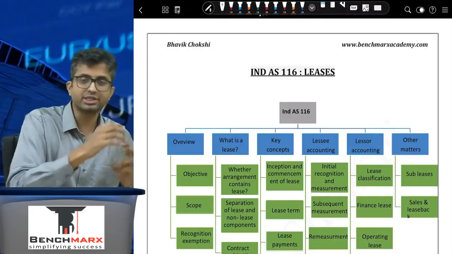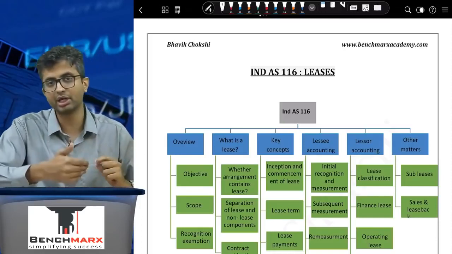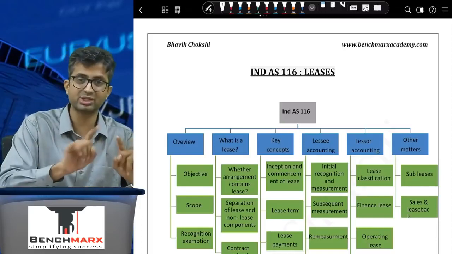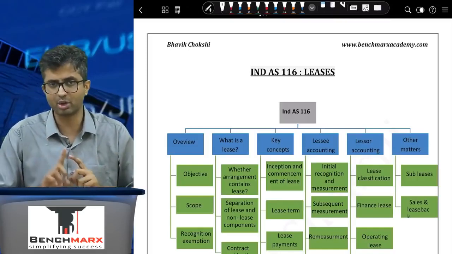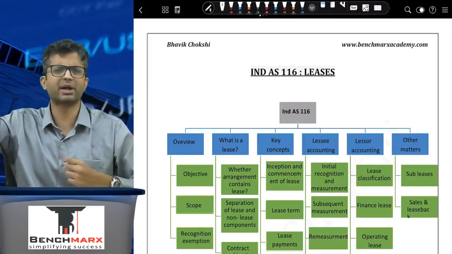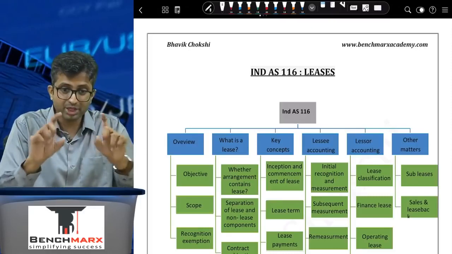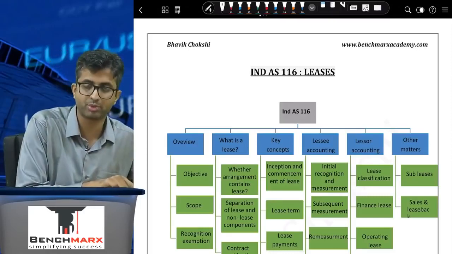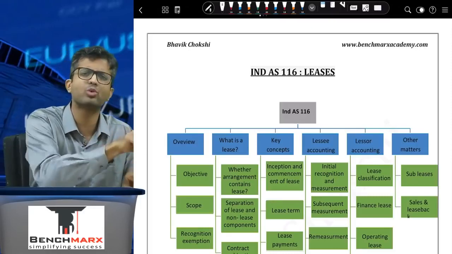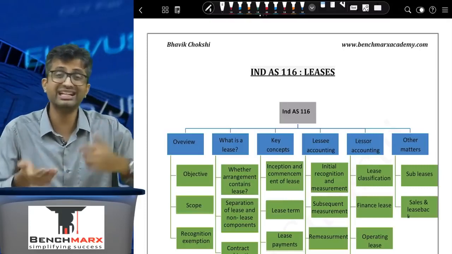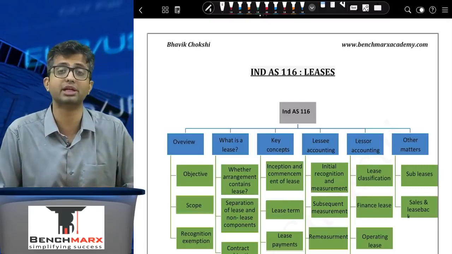You will have to allocate consideration to the lease component and the non-lease component separately. Ind AS 116 applies only to the lease component. For the non-lease component, the respective accounting standard will apply. It is very much possible that there are multiple lease components. If there are multiple lease components, you will have to allocate between all the individual lease components in the ratio of the standalone selling price.